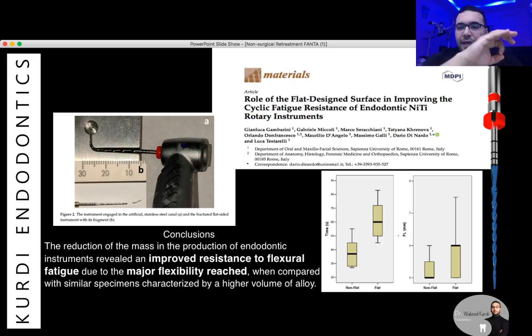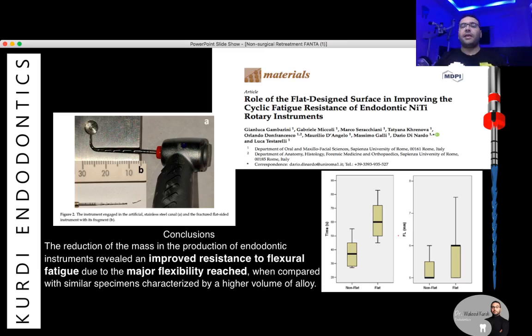So for me, the best file to remove the gutta-percha from inside the canal is Fanta AFF1 Blue because of the flat side design. This flat side design is very helpful in removing everything from inside the canal, as I said in the lecture on management of curved canals. According to this study from Gianluca, this flat side design improves resistance to cyclic fatigue or flexural fatigue, and the flexibility was very much improved.